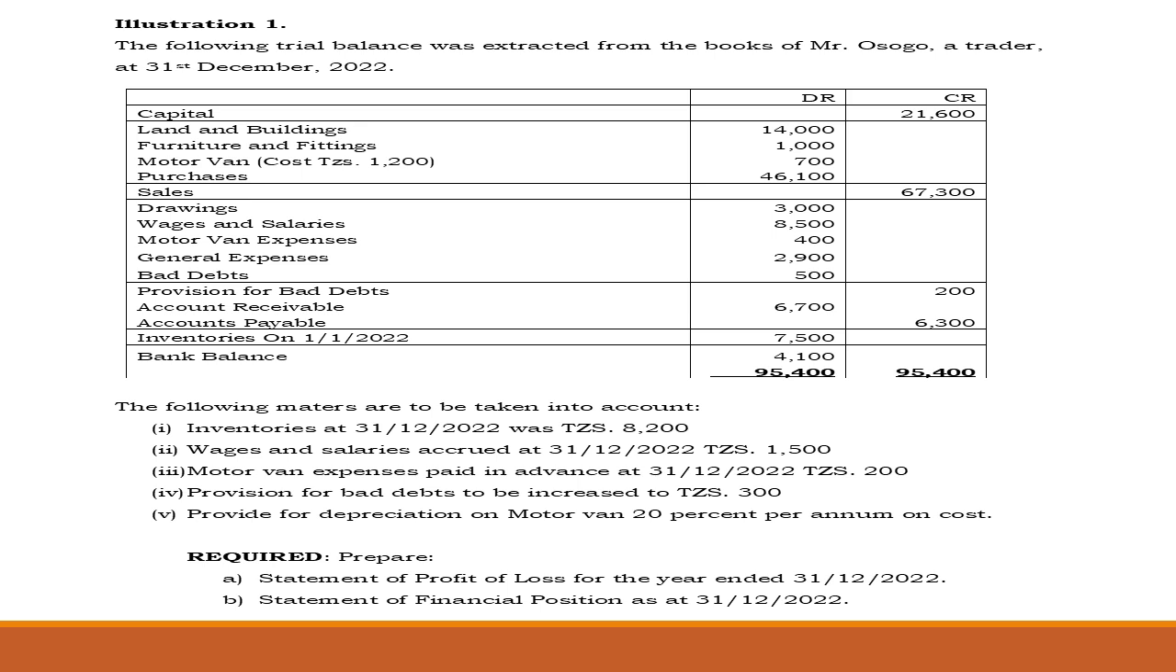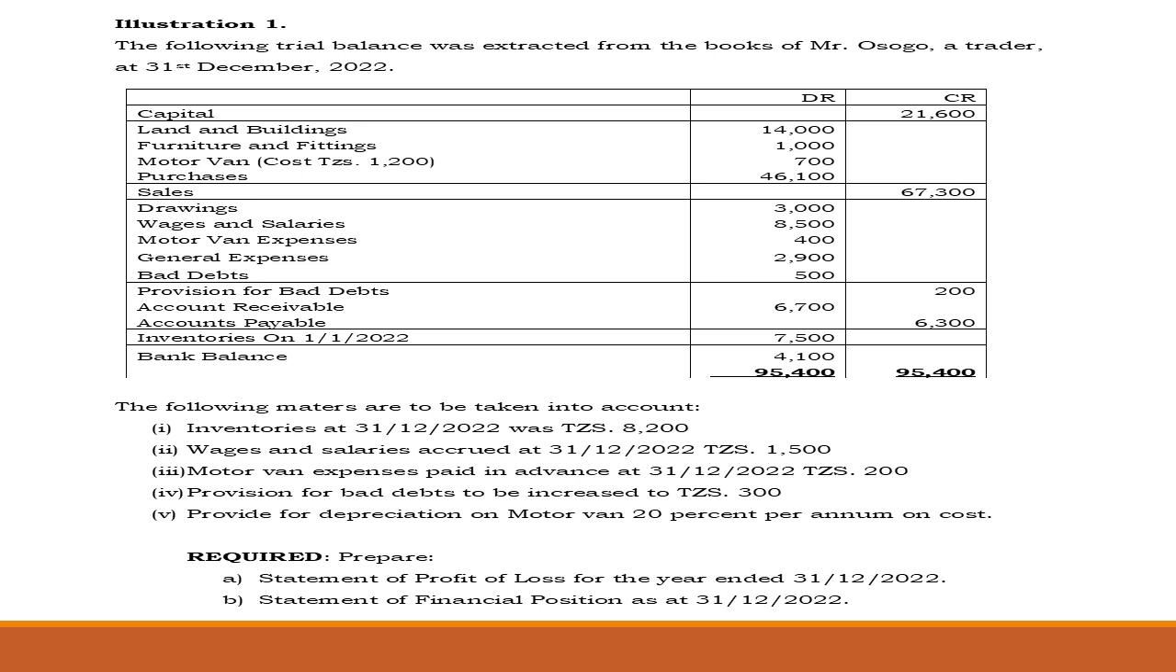But we are also given some adjustments, and those adjustments are placed below the trial balance. So the following matters are also taken into account. The closing inventory at 31st December 2022 was 8,200. Wages and salary accrued, not paid, was 1,500. Motor van expenses paid in advance, 200. Provision for bad debts to be increased to 300.